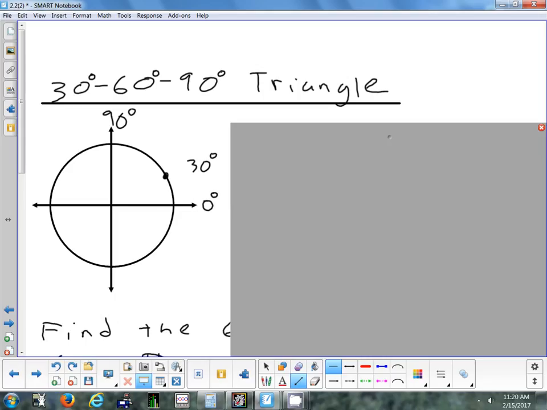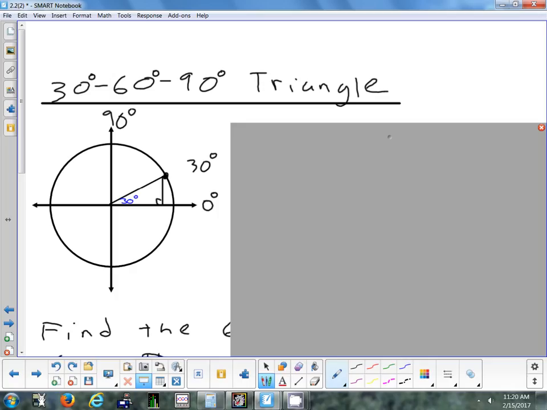Okay, I'm going to do the same thing I did last time. I'm going to make a triangle by drawing a line from my origin to the point that I estimated was 30 degrees. And then draw a line straight down to the x-axis. Okay, so the angle right near the origin, that's my 30. Okay, it's between the x-axis and the hypotenuse.